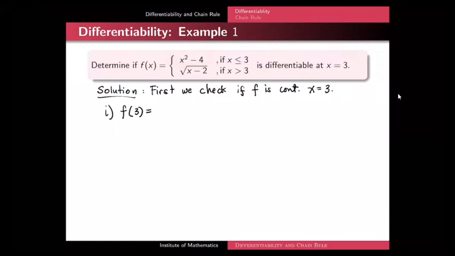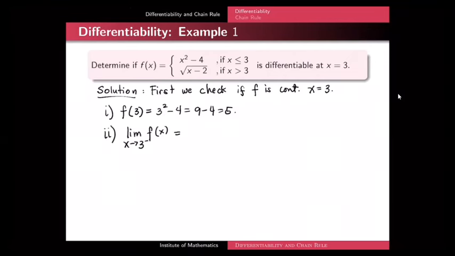So f of 3 is simply equal to 3 squared minus 4, and that is equal to 9 minus 4, which is equal to 5. Okay. For the second part in checking the continuity of a function, we take a look at the limits of f as x approaches 3 from the left and from the right. Okay, so let's do that.